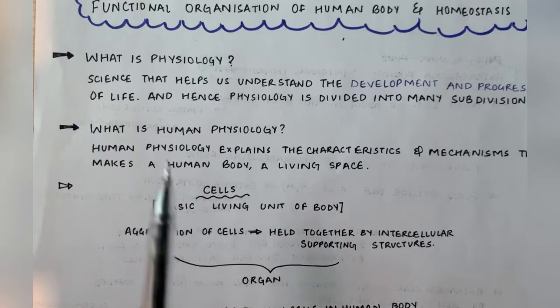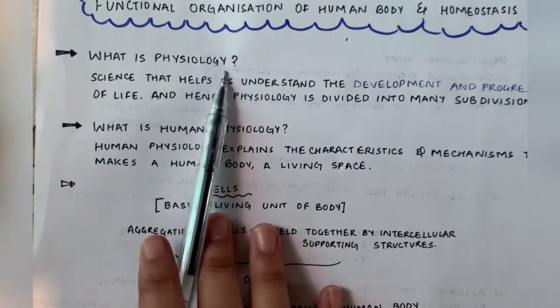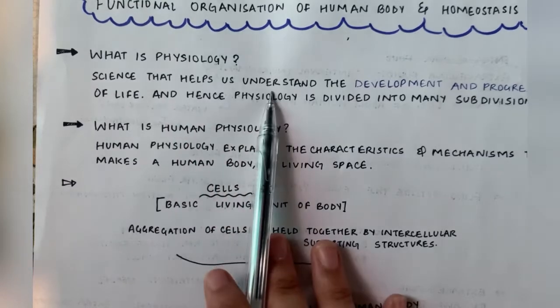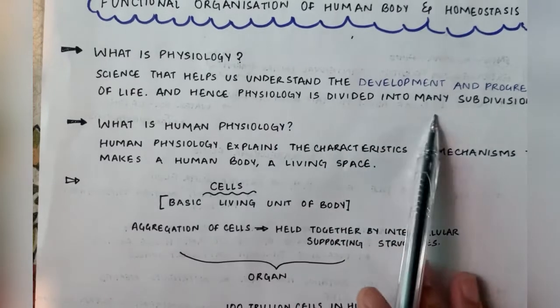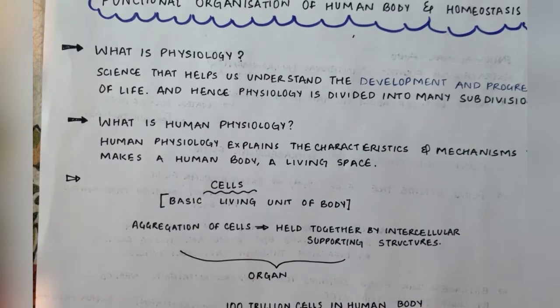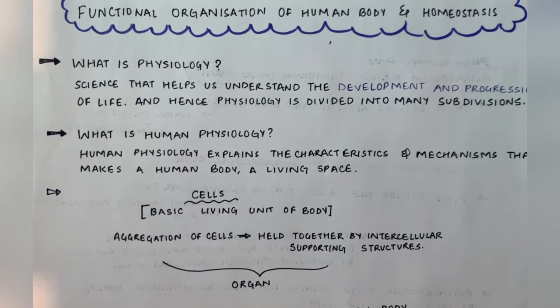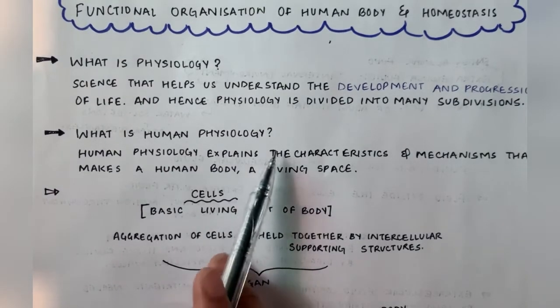So the first question is, what is physiology? It is the science that helps us understand the development and progression of life, and hence physiology is divided into many subdivisions. Basically, physiology is just a science which will help us in understanding the various functions of the human body, the various phenomena, the various processes through which we'll understand many more things. There are a lot of subdivisions of physiology, like virology or bacteriology, and many other things. So today what we're going to discuss is human physiology.